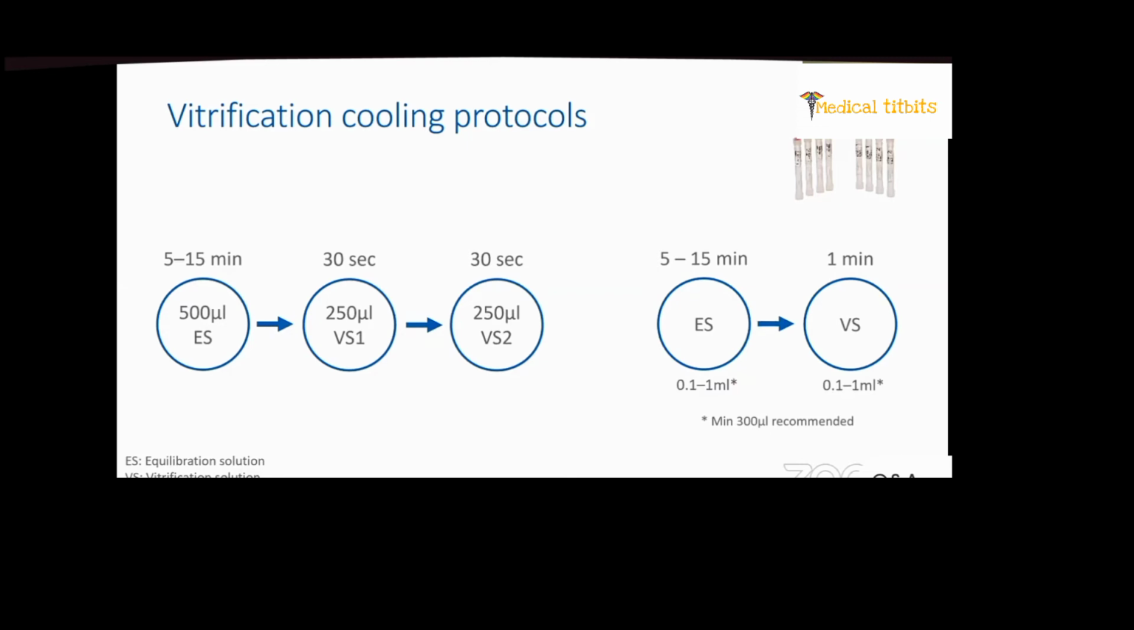Ensure your results are satisfactory and consistent using at least a 300 microliter volume of equilibration solution before attempting to reduce volumes. Then evaluate any changes you make. The duration of exposure to the vitrification solutions must not exceed the maximum times stated in the kit's instructions for use.